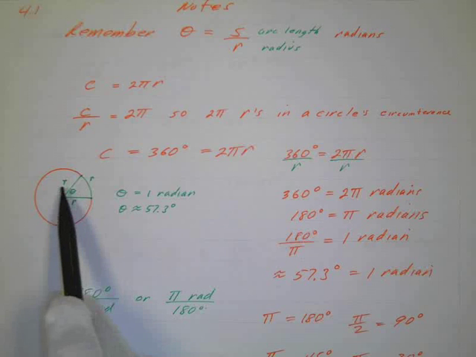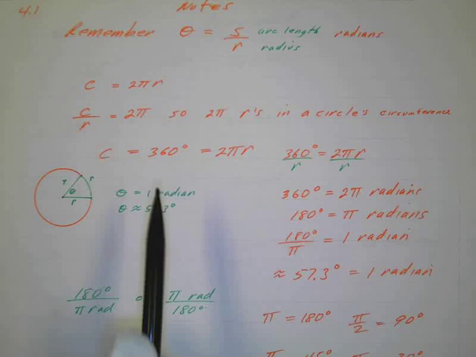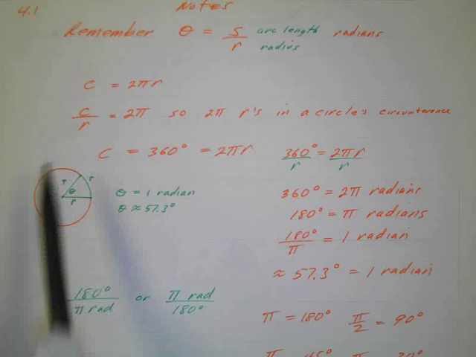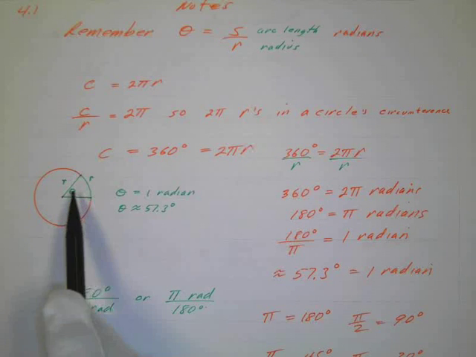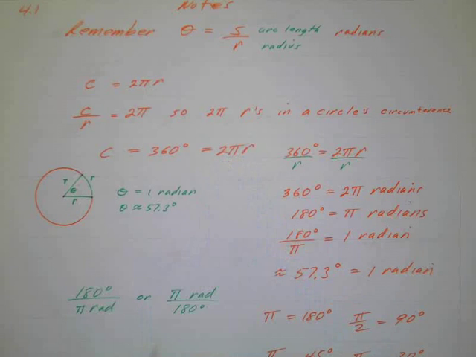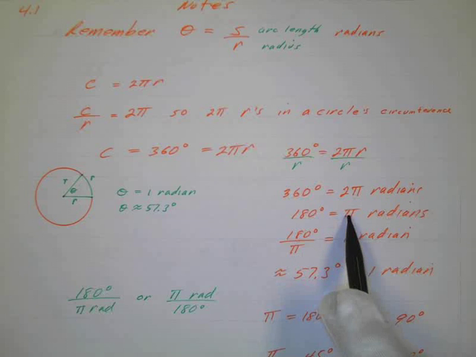So that's 1 radian. So you could look at this. This is a little less than 60, so that makes sense. That means I've got 6 60s in 360. So I've got a little bit more than 6 of these, which is 2 pi, 6.28. So we know pi radians is 180 degrees.